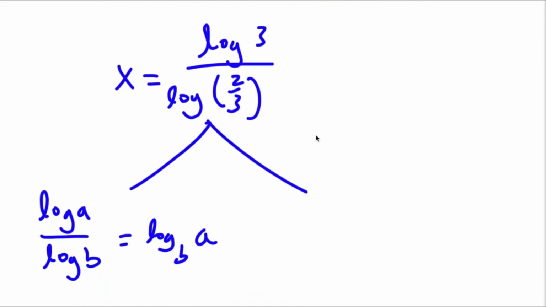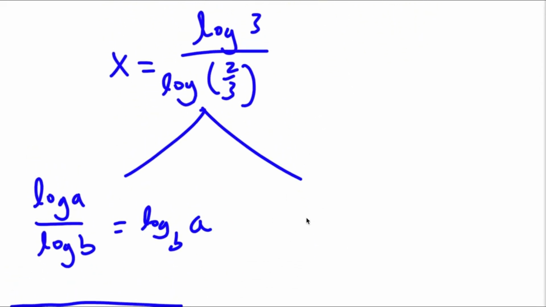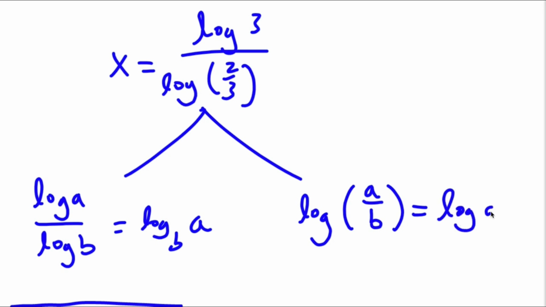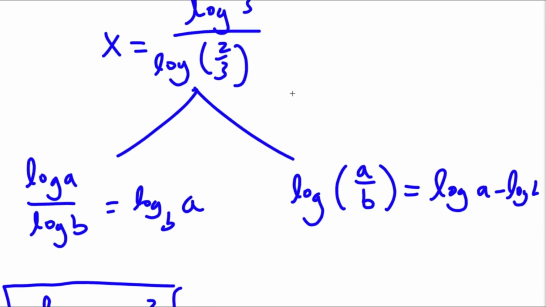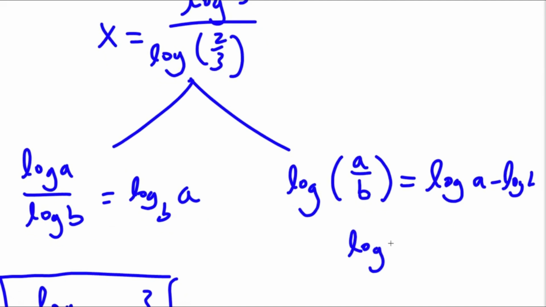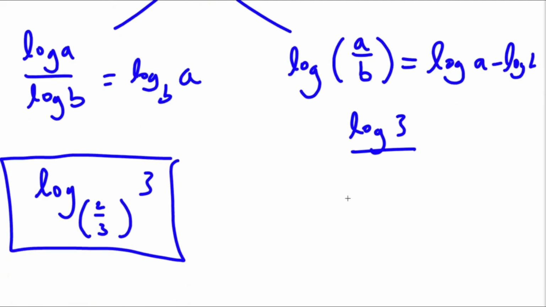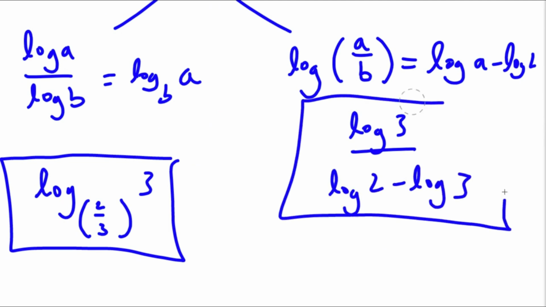Now, another way is if I have something in the form log a over b, this would equal log a minus log b. So log 2 over 3, that is going to equal log 2 minus log 3. So this is another way of writing this.